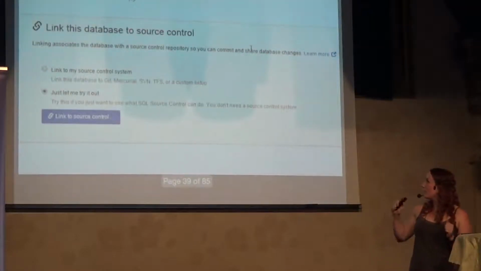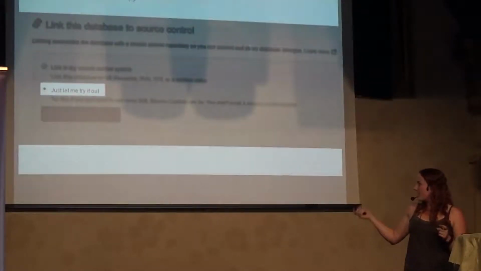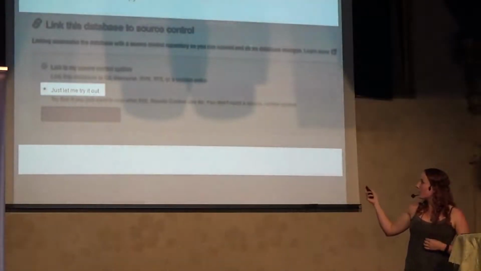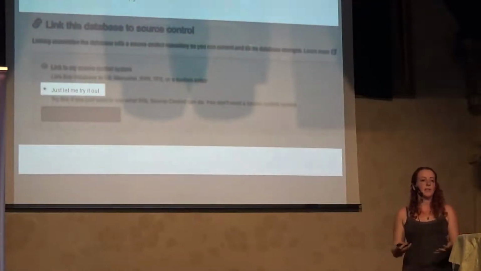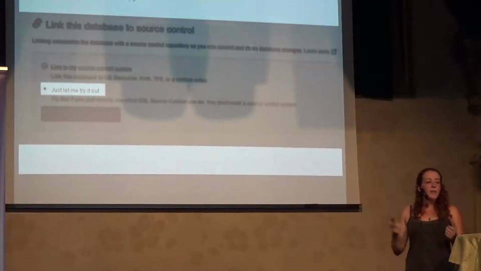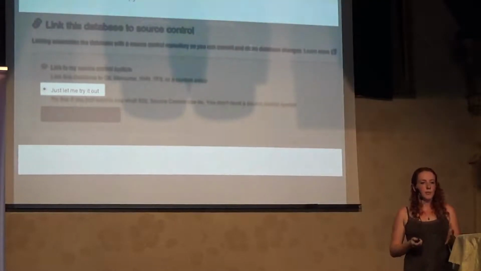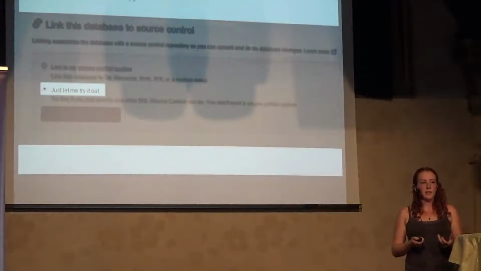Here's an example from a piece of software that I've worked on. It had this option where you could link to your own repository or you could link to an evaluation repository. So this option was called evaluation repository. And that was accurate, that was what this option did. But it didn't very clearly express why you would want to use it. And so changing this phrasing around to just let me try it out gives a much clearer idea of why you'd want to choose this and what it will do for you.